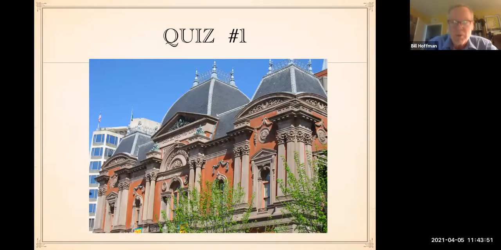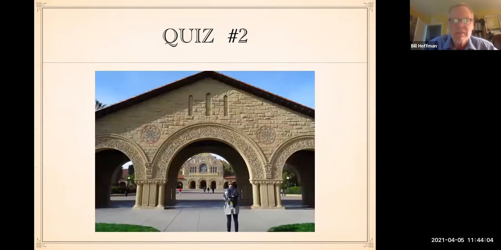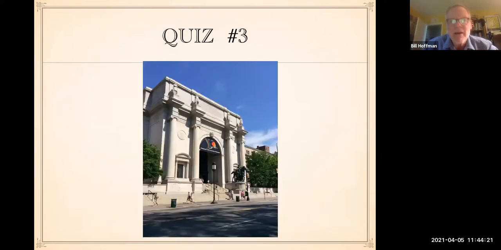So what style would this be? Look at the steeply pitched roofs. What culture emphasized these steeply pitched roofs? This is French Second Empire. Very good. And how about this particular one? Look at the rounded arch and the small columns and the heavy use of stone with very few windows. This is Romanesque architecture.